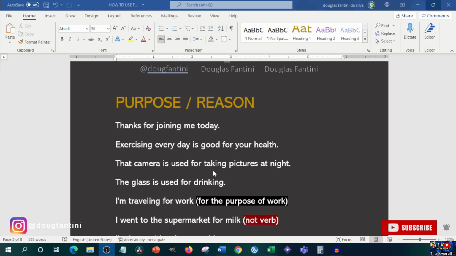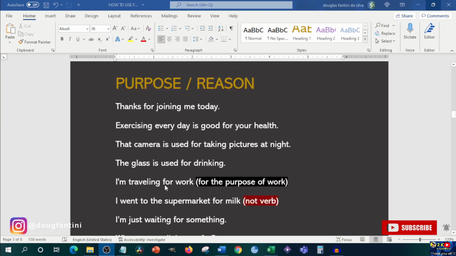That camera is used for taking pictures at night. Why do you use this camera? What is it good for? It is good for taking pictures at night. So "for" is the reason, used here. The glass is used for drinking.